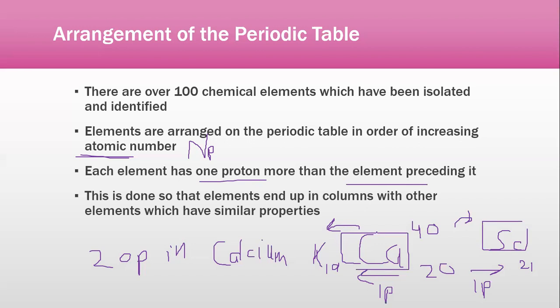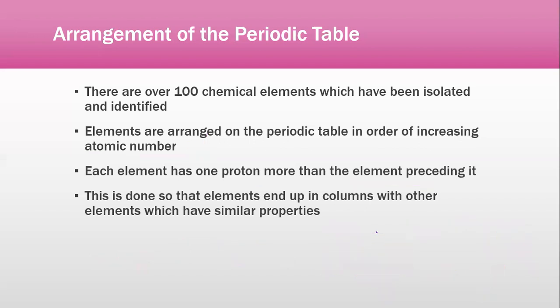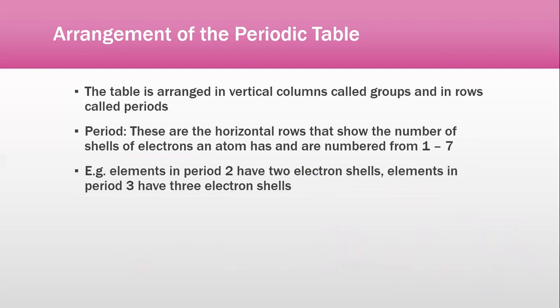Now this is done so that the elements end up in columns with other elements which have similar properties. So obviously फिर ये चलते चलते periodic table is aligned in columns, groups, periods. आपके पास different metals अलग हो गए हैं, non metals अलग हैं, बीच में you have your transition elements as well. Now the table is arranged in vertical columns which we call groups, and it is also arranged in rows which are known as periods.